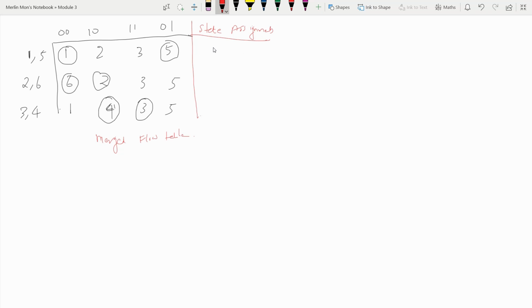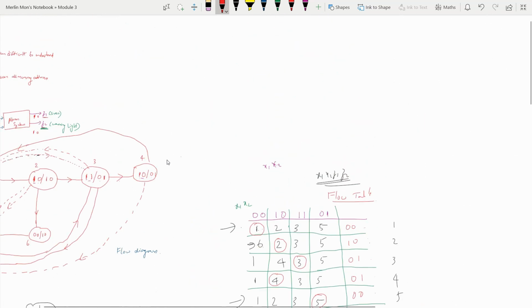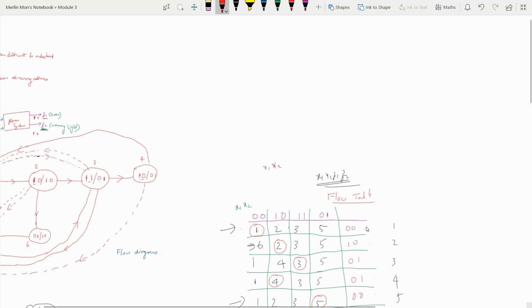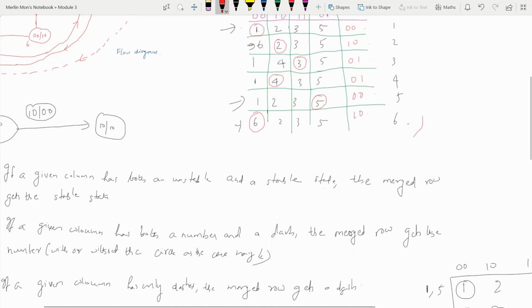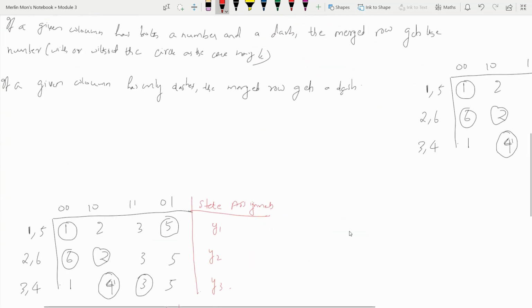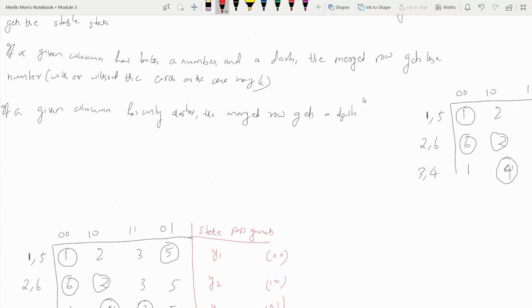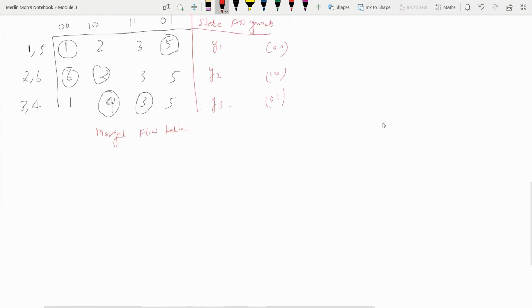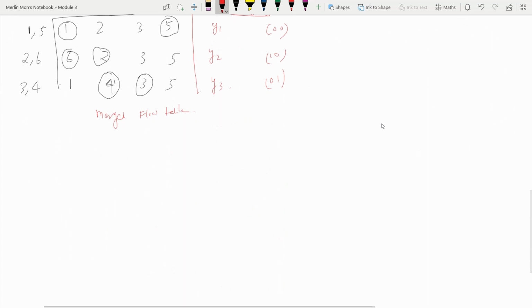So we have rows 1 and 5, y1, y2 and y3. We can see the outputs corresponding to these from the previous table. Rows 1 and 5 contain the output z1 z2 as 0 0, 2 and 6 contain 1 0, and 3 and 4 contain 0 1. So we will just write in brackets 0 0, 1 0, 0 0.